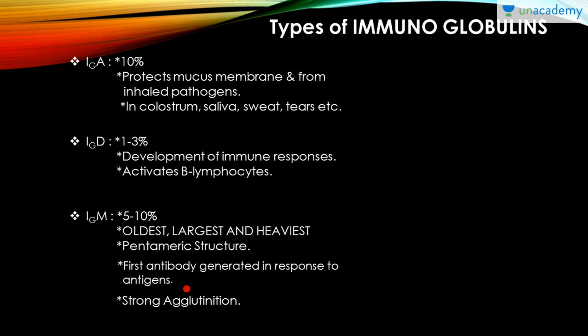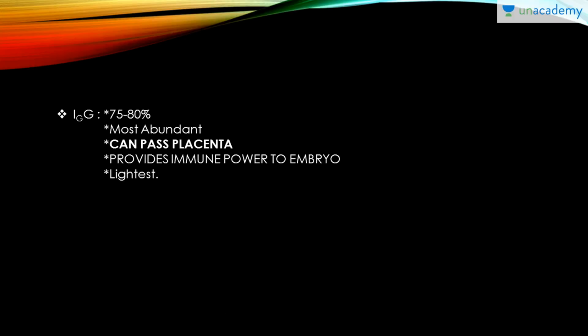Be clear about it. And one more thing, they show very strong agglutination. That's a very important point. I told you about agglutination in the previous slide. Next, remember these things. Just make a short note that you can recap. These are sure-shot for AIIMS, I'm telling you. I got many questions from these. Next, immunoglobulin G.